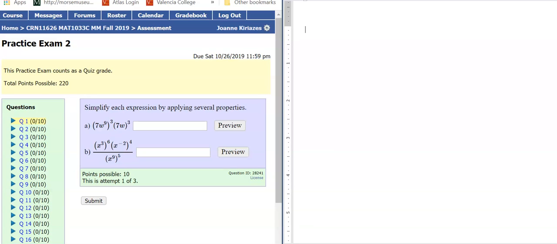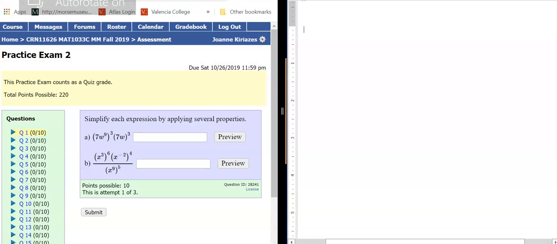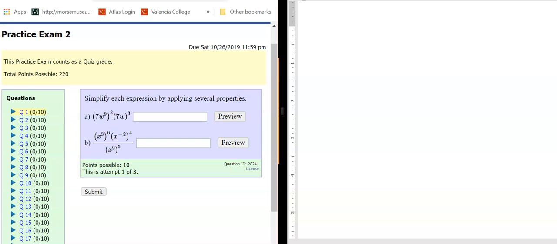Okay, we're going to try problem number 1. So this is an exponents problem. A says (7w to the 9th power) raised to the cube power, and then we have 7w to the cube power.